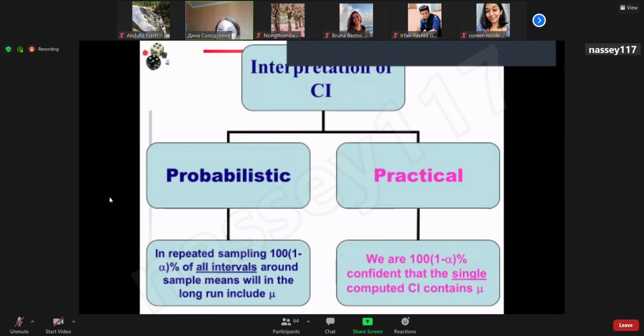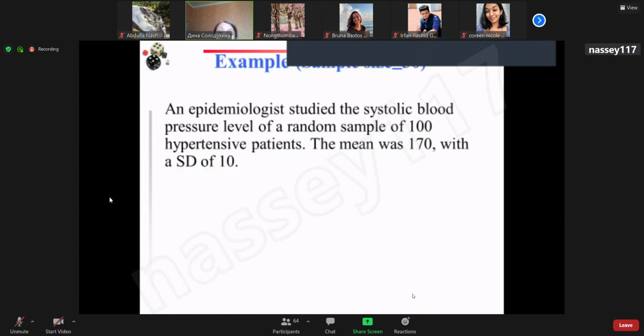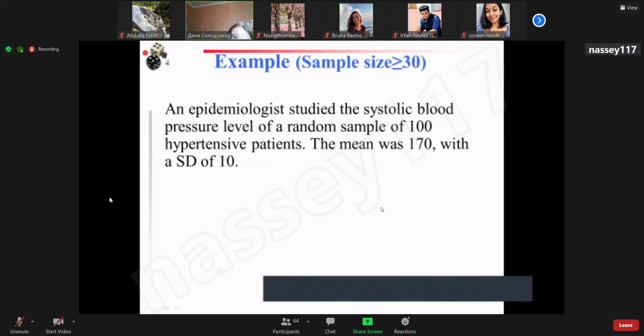I would say that in public health, we use practical interpretation of confidence interval when we say that we are confident that the single computed confidence interval contains our population mean. And this is really much better, I think, and easier to understand, because in reality, we often have estimation of confidence interval, and we understand that within it, there is a population average.